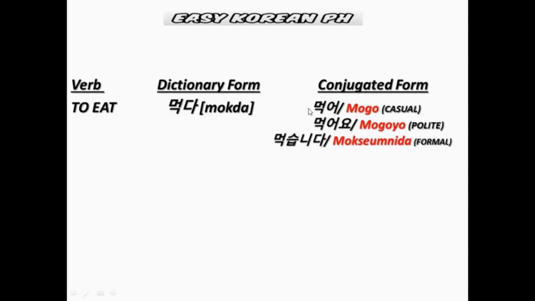Meokda, mogo. The next, polite form, you have mogoyo. 먹어요. Then for the formal form, we have 먹습니다. Okay, dictionary form, 먹다. Casual form, 먹어. Polite form, 먹어요. Formal form, 먹습니다.